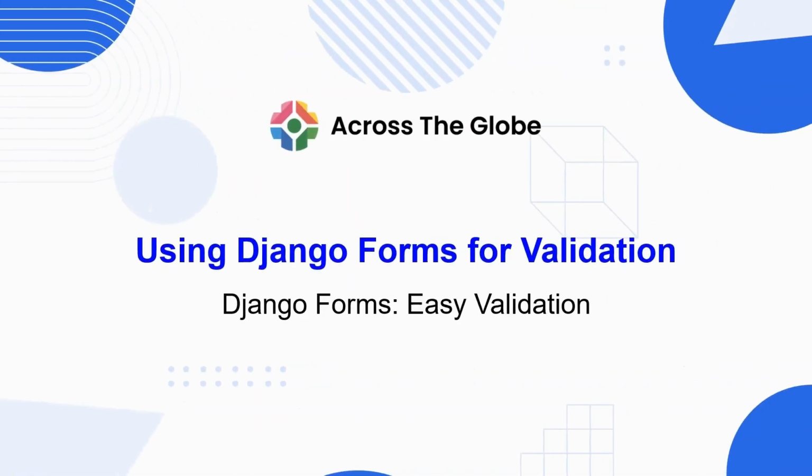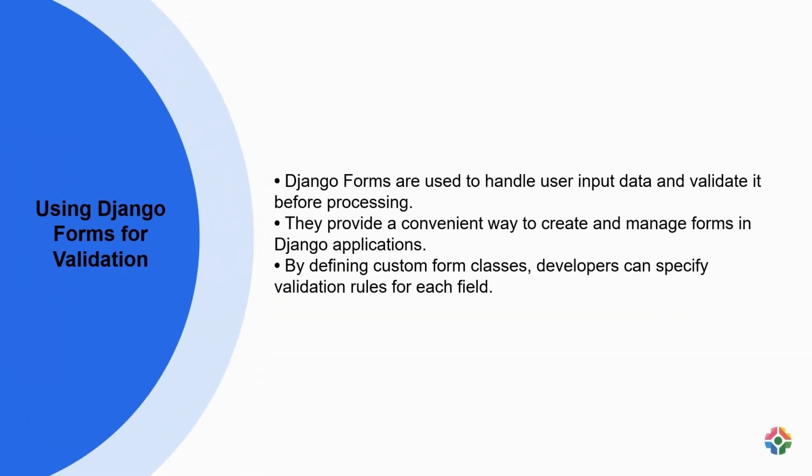Today we will learn about using Django Forms for validation. Django Forms play a crucial role in handling user input data in Django applications. They serve as a mechanism for managing forms and screening data for validation before further processing. Through the creation of custom form classes, developers can establish specific validation criteria for individual fields.